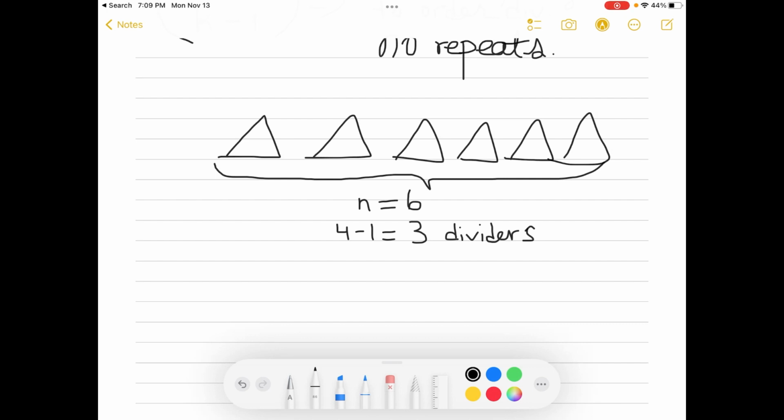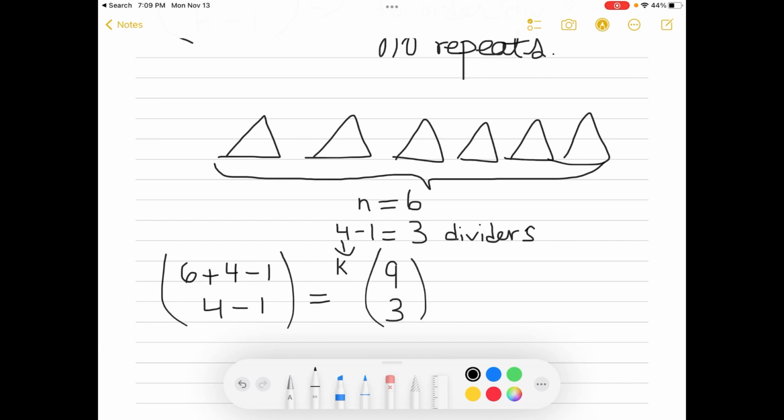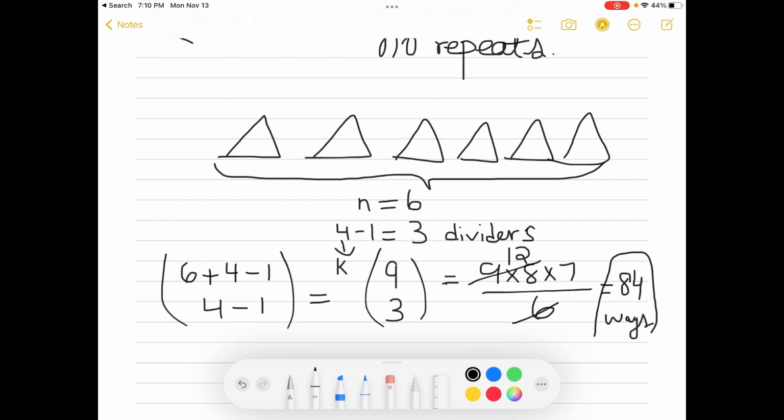So then, by the stars and bars identity, we can split 6 triangles among 4 groups in 6 plus 4 minus 1, choose 4 minus 1 ways. And this is equal to 9 choose 3, which is equal to 9 times 8 times 7 divided by 6. We have 12 on top. This is equal to 84. So we have 84 ways, and that's the answer for that example.